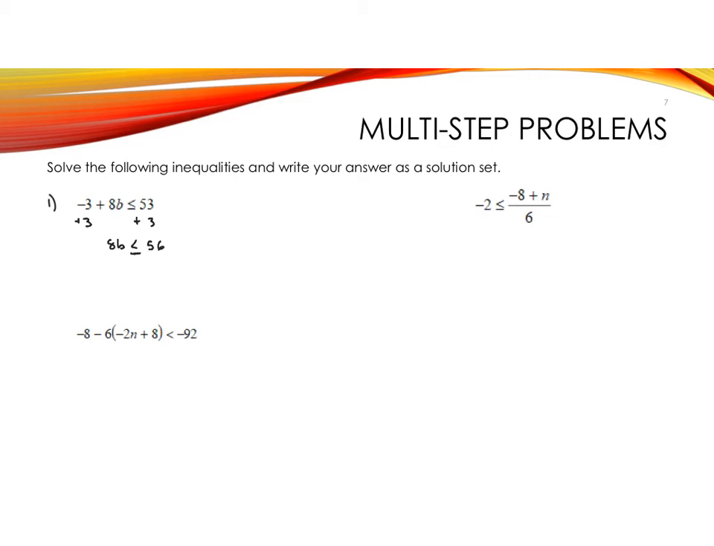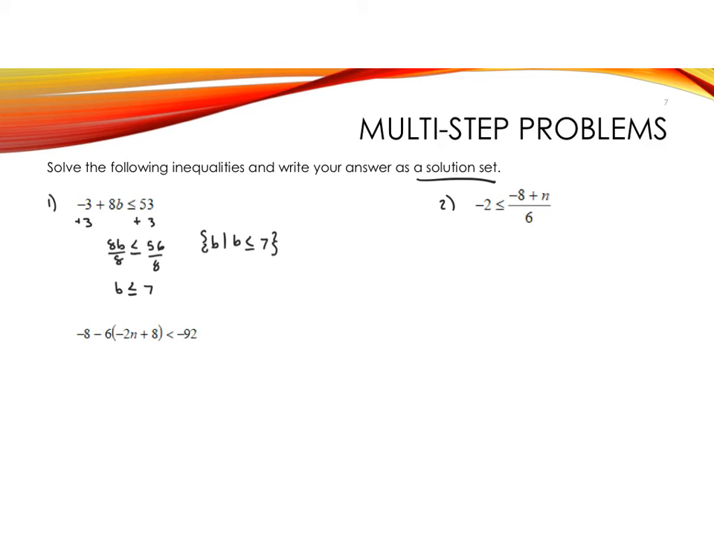And then I'm going to divide 8 from both sides. And b is less than or equal to 7. And because my instructions say put my answer in a solution set, that's b such that b is less than or equal to 7. On to the next one, number 2.